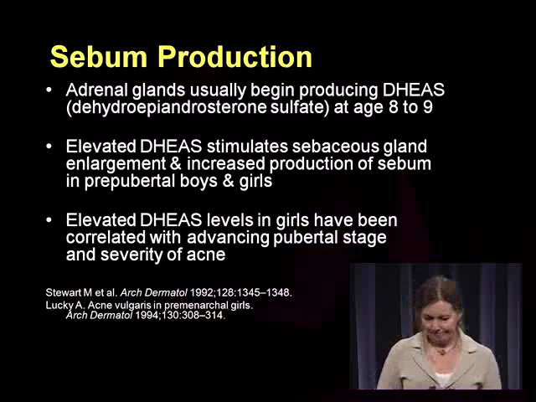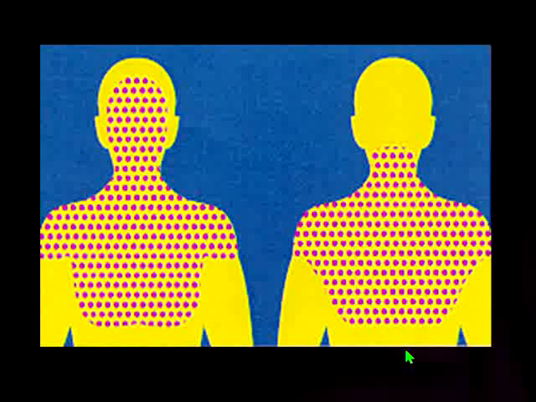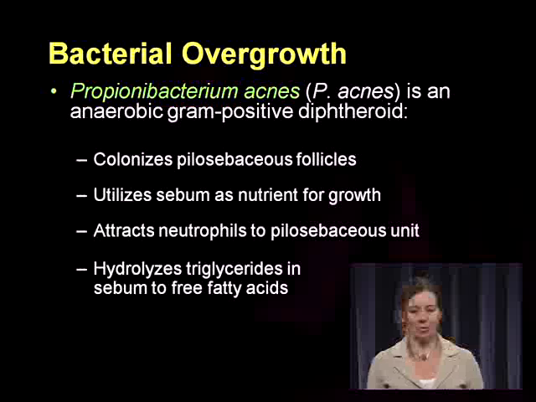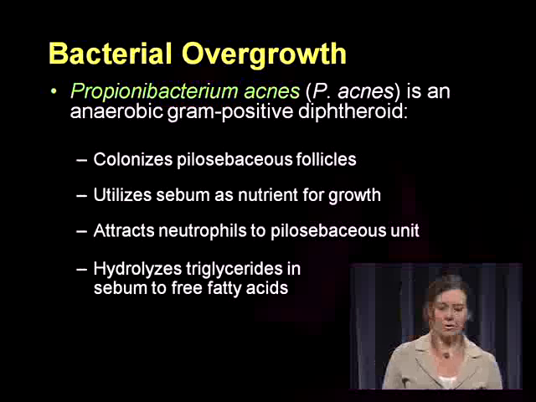Okay, so here is our typical distribution of acne. We know this occurs on the face, the chest, the back, the shoulders. So it's where we have our oil glands. The bacterial overgrowth is due to P. acnes. This is an anaerobic gram-positive diphtheroid, and this is an organism that colonizes pilosebaceous follicles, and it utilizes sebum as a nutrient for growth, so it thrives in that location.